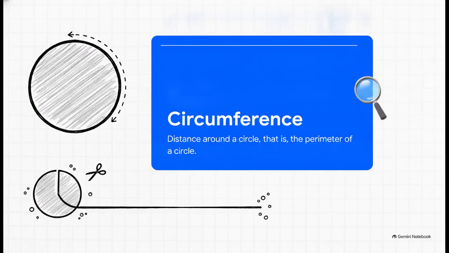Now, if you were to walk all the way around that outer edge, that total linear distance is your circumference. Think of it as the perimeter of the circle. If you took a pair of scissors, snipped the circle, and laid the boundary out flat into a straight line, the length of that line is the whole circumference.